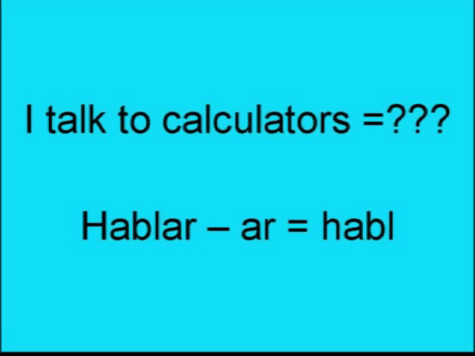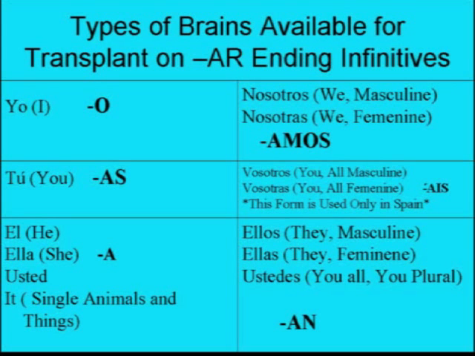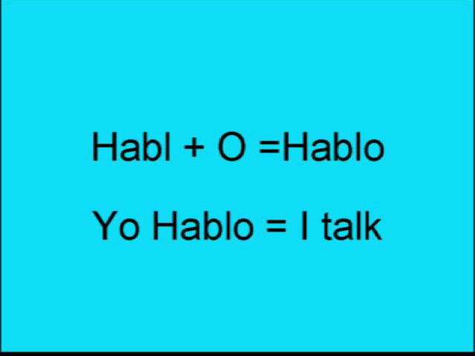Now, I want to write I talk to calculators. I know that I will use hablar and cut off the ending to get habl. Now, to give habl meaning, I will choose the ending found in the I box. The ending in that box is o. So I will apply this ending to habl and I will get hablo, which means I talk.